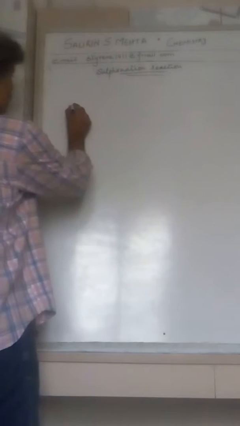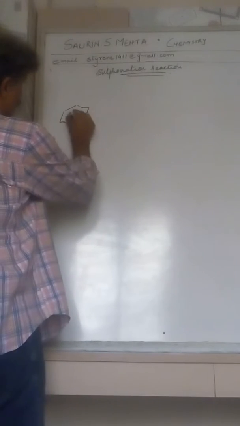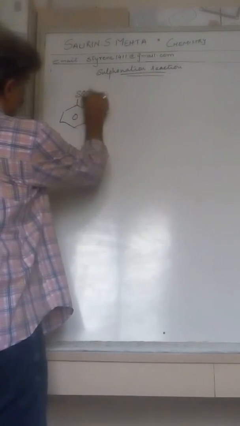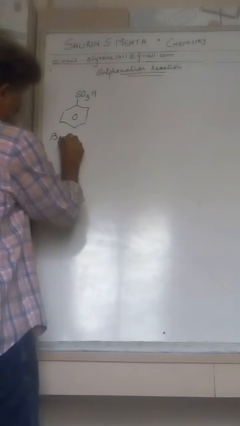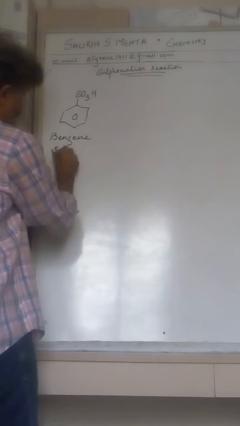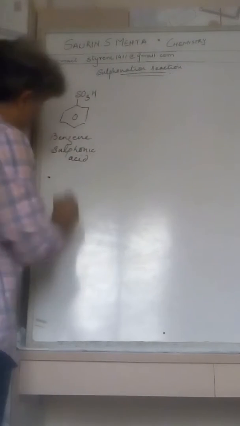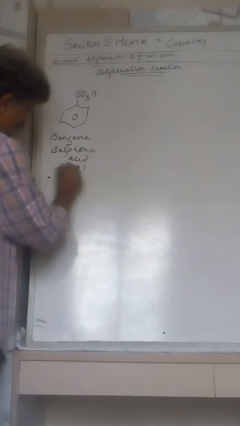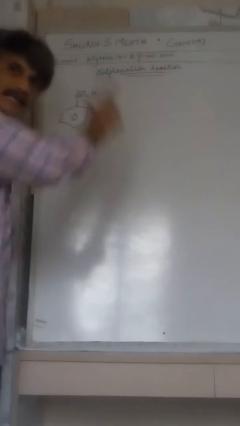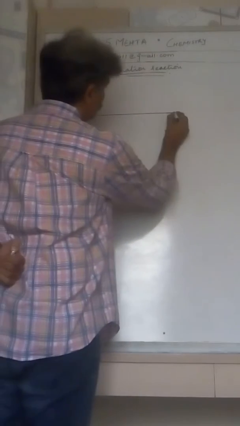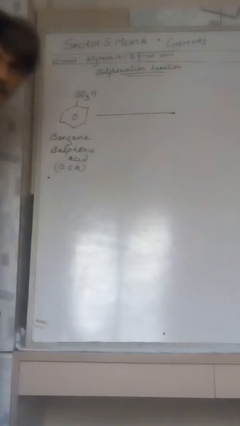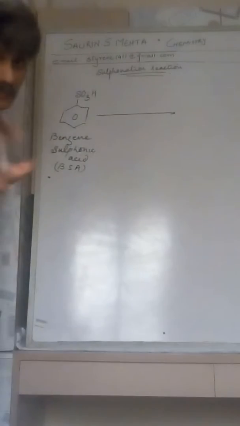We'll start with benzene sulphonic acid. In short, you can also write BSA. Fine. So we had prepared BSA in the last episode. Now we are proceeding from BSA. I am performing the same sulphonation reaction, and for BSA this time, not for benzene, because already we have cleared one step.